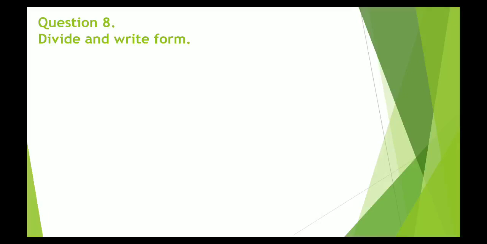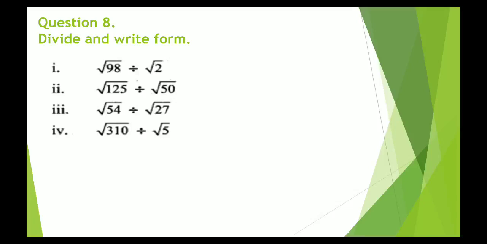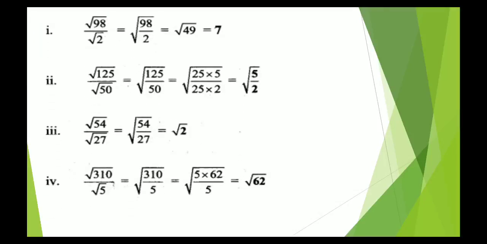Question number 8. Divide and write the answer. Square root of 98 divided by root 2. The order is the same, so we can directly do the division. 98 upon 2. When we do the division of 98 upon 2, we will get root of 49 here. So the root of 49 is 7.